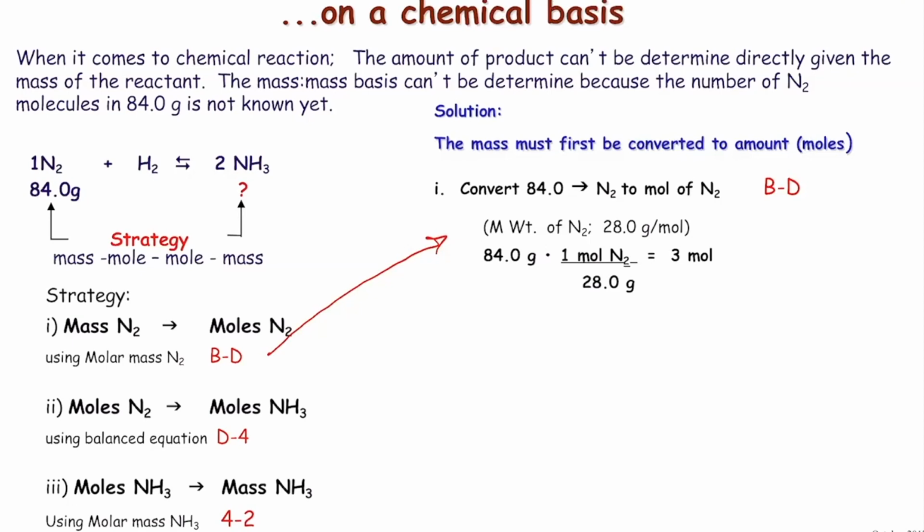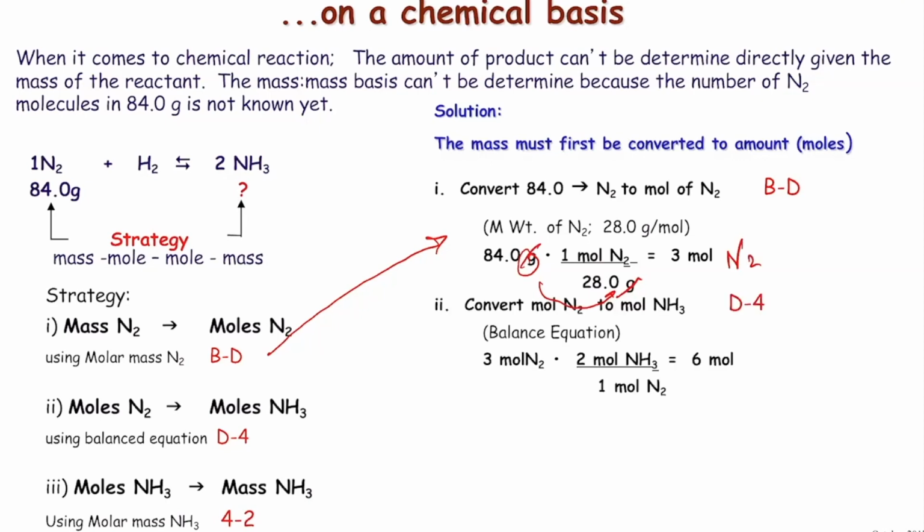84 grams. Notice I have grams here. Your conversion factor has got to have grams in the denominator. And you're using the molar mass, 28 grams on the bottom, 1 mole on top. That way the grams cancel, and what you end up with is moles of nitrogen. This answers 3 moles of nitrogen.